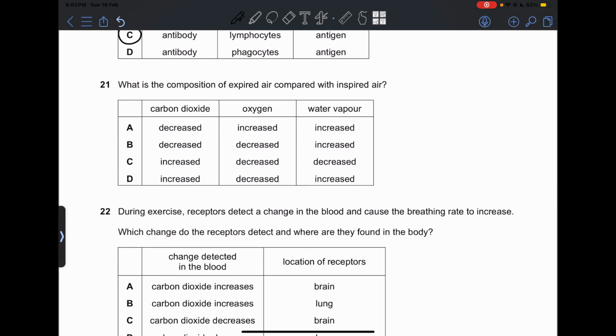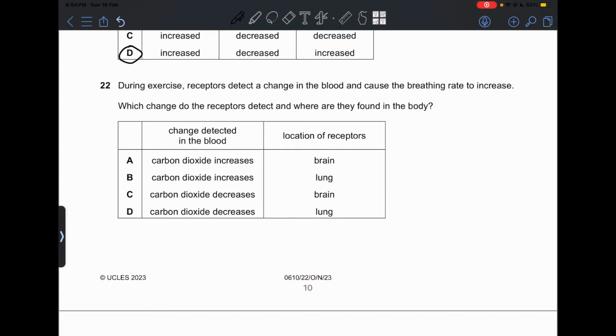21. What is the composition of expired air compared with inspired air? So expired air has more carbon dioxide than oxygen. So you're going to say that there's an increase in the carbon dioxide and a decrease in the oxygen, and also there's an increase in the water vapor. So our answer is going to be D.